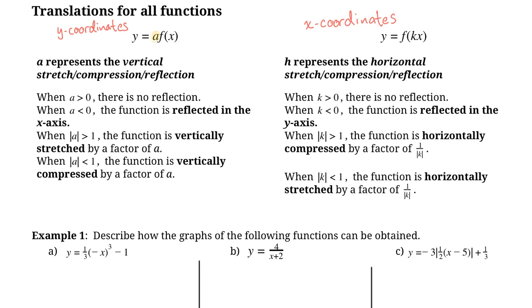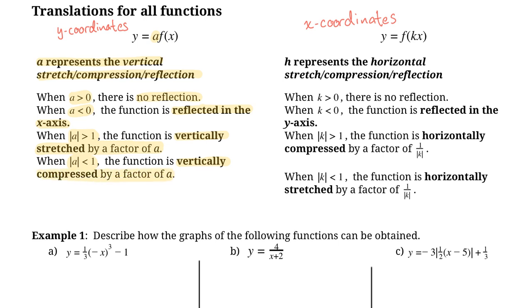So A, it's outside of our function. It represents all vertical stretches, compressions, and reflections. When A is greater than 0, there is no reflection. When A is less than 0, there is a reflection, and that's in the x-axis. When the absolute value of A is greater than 1, the function is vertically stretched by a factor of A. So this wording is very important when we start describing our transformations. And then when the absolute value of A is less than 1, the function is vertically compressed by a factor of A.